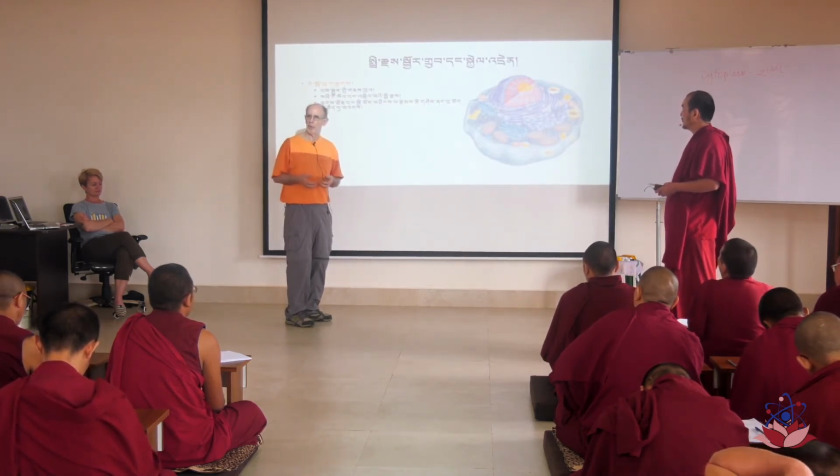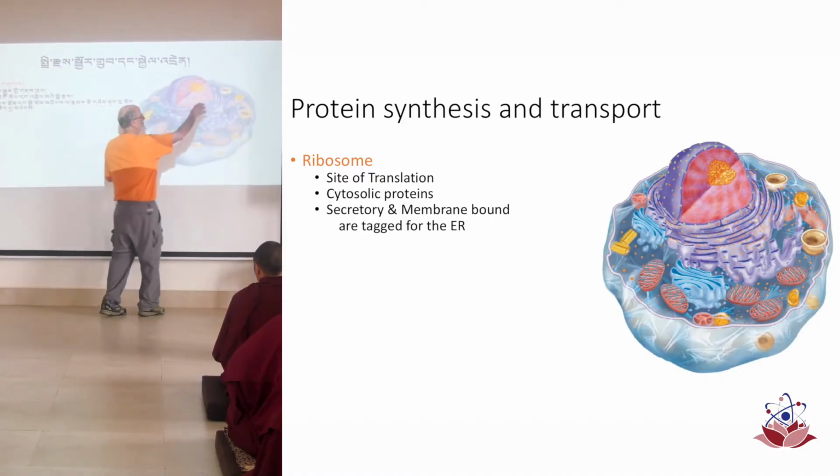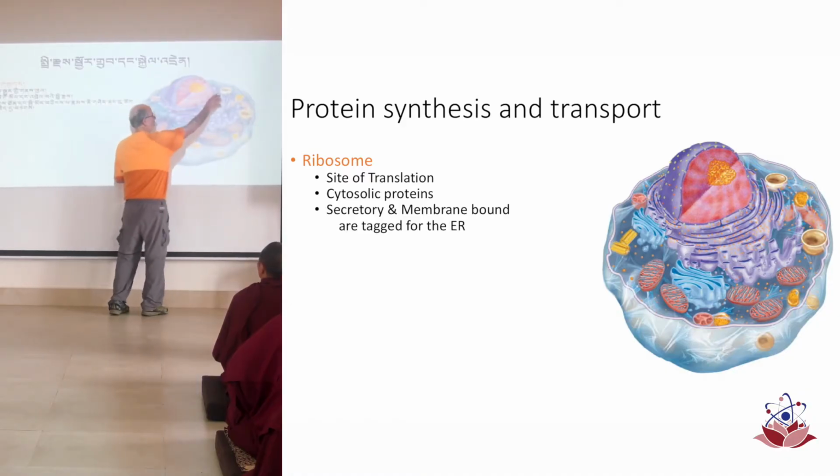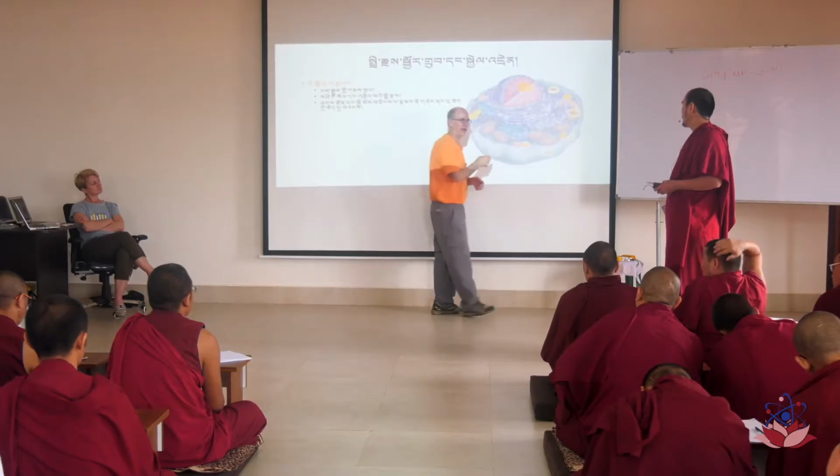Generally what happens to it is it gets put into this kind of ring that you'll see in pictures of cells. This is called the endoplasmic reticulum.